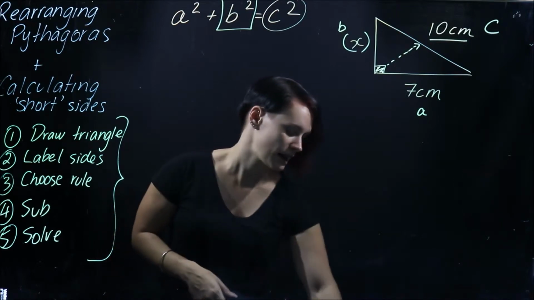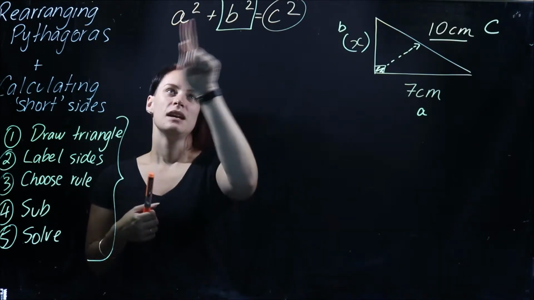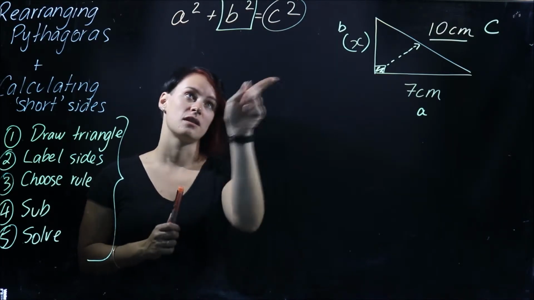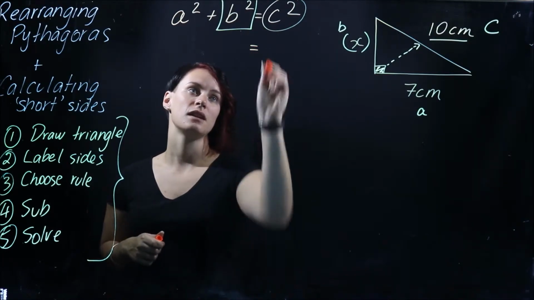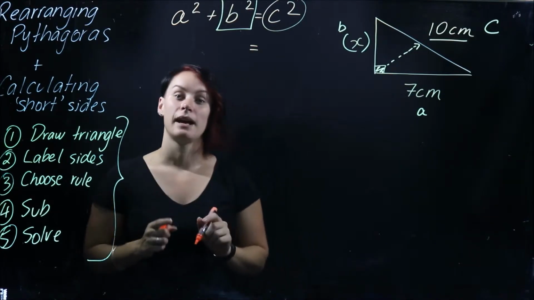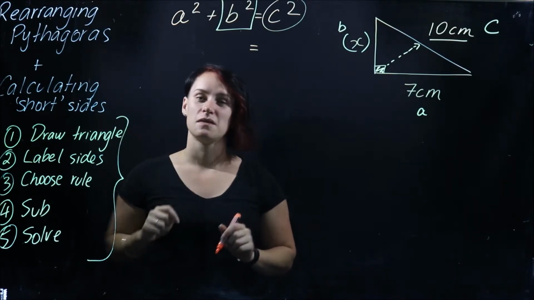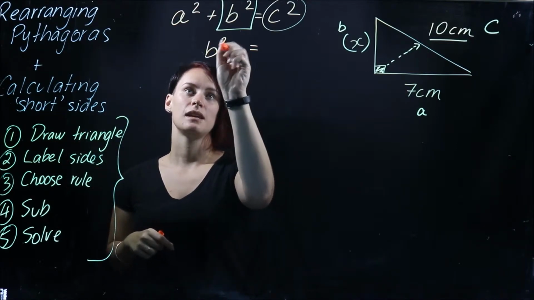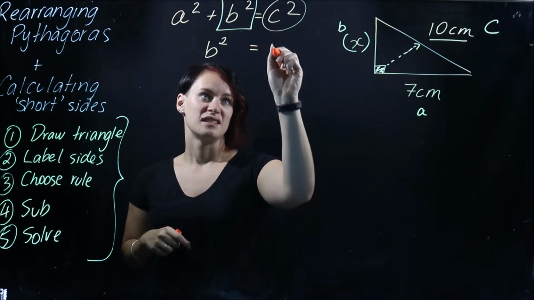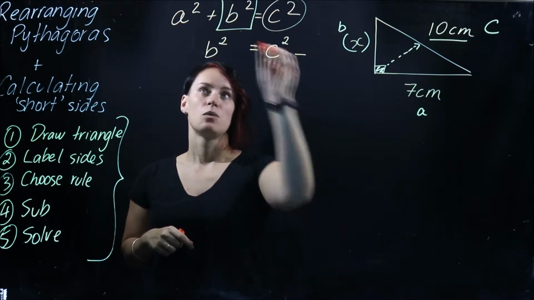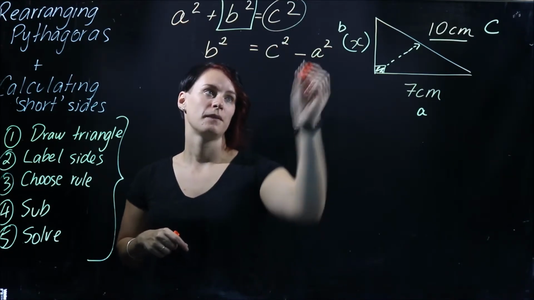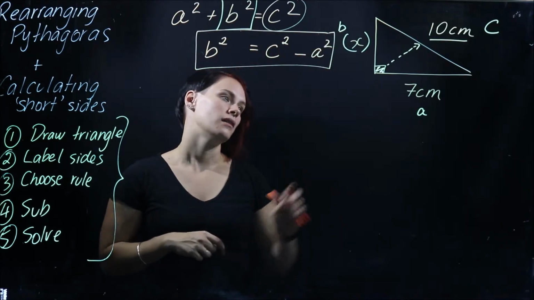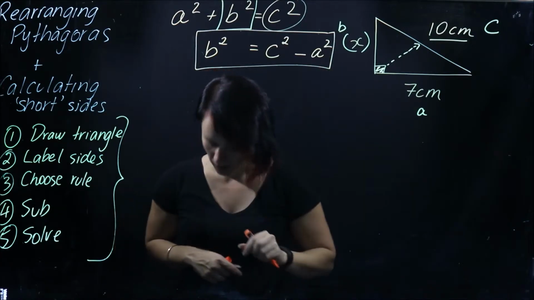So if we have to think about our rule, we've now got to rearrange to find this one on its own, which means we need to move this A squared across to the other side of the equation, on the other side of the equal sign. We know from algebraic rearranging that if it's a positive number on here, on the other side we need to subtract it. So what we're going to be left with here is b squared equals, c squared stays the same, take away a squared this time, right? So here is our new rule if we are trying to find our b there, okay?